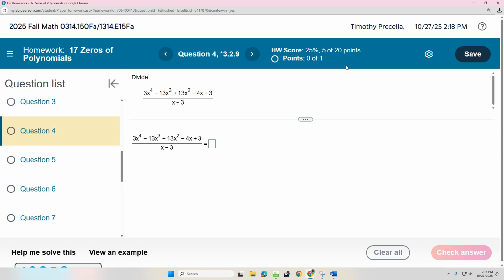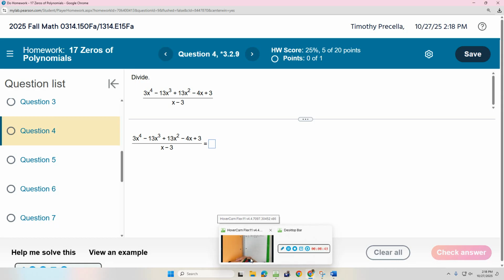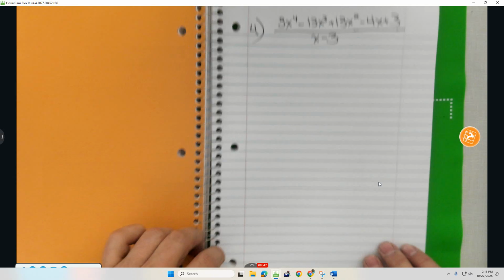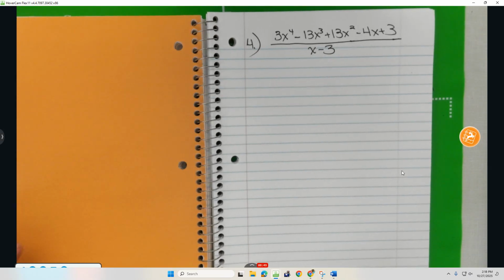Let me make sure I didn't miscopy this. 3x to the 4th minus 13x cubed plus 13x squared minus 4x plus 3. Yeah, that's it. So you're just going to illustrate. Synthetic division is not one of those things that you can easily write out a recipe for. It's not the cut point method.